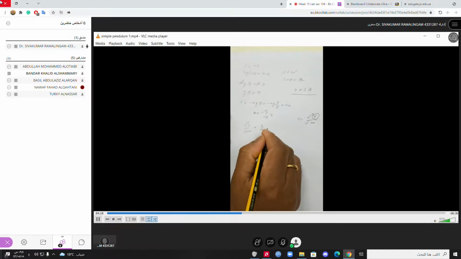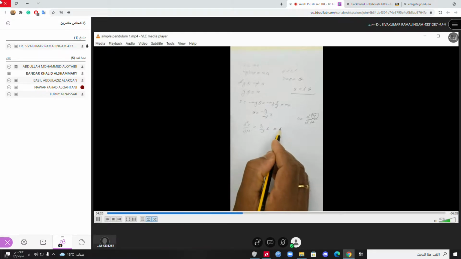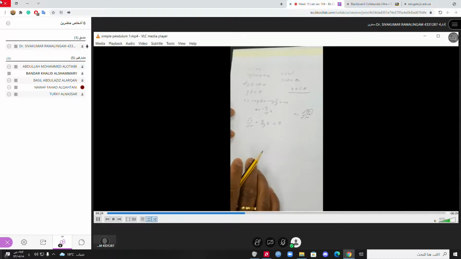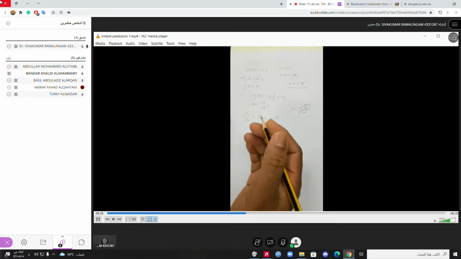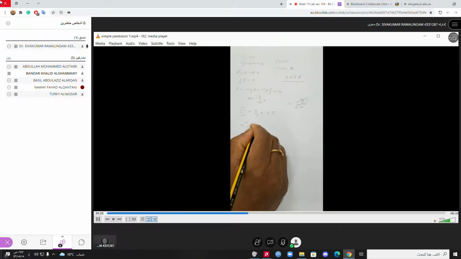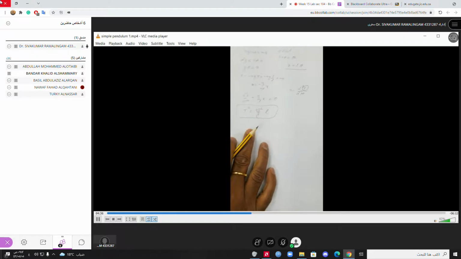Plus g over L x. This is quadratic in x, and we can solve this by very long steps. And finally, you get t square is equal to 4 pi square g into m. This is the final step I'm getting.